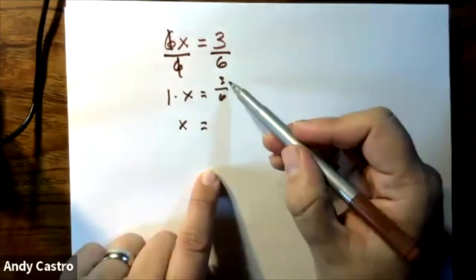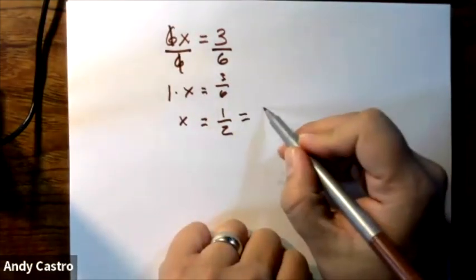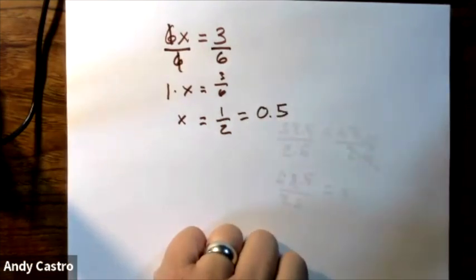All right. Now 3 over 6. 3 over 6 is the same thing as 1/2. Or if you divided 3 into 6, that would give you 0.5. Both are acceptable. 1/2 or 0.5.